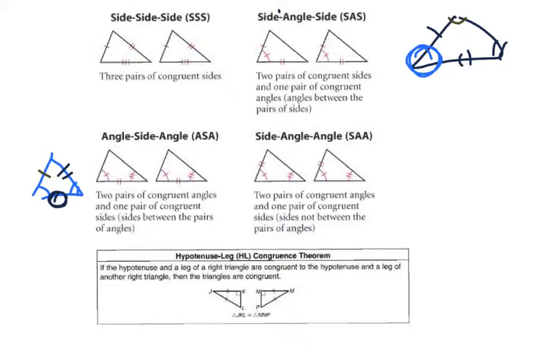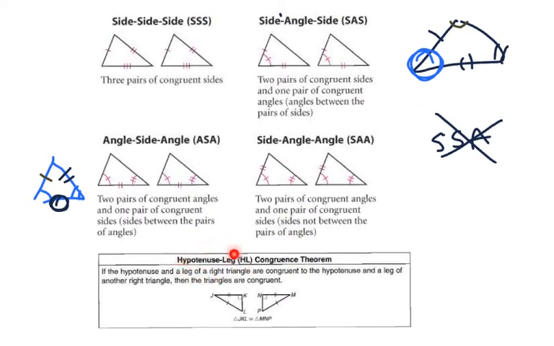And then the last one is side angle angle, which is two angle pairs, hence the two A's, but a side that isn't included. That's when you can use SAA. Just so you know, SSA is not a choice. That's not one of our shortcuts. Side side angle is not a way of proving congruent triangles. And then the last one is hypotenuse leg.